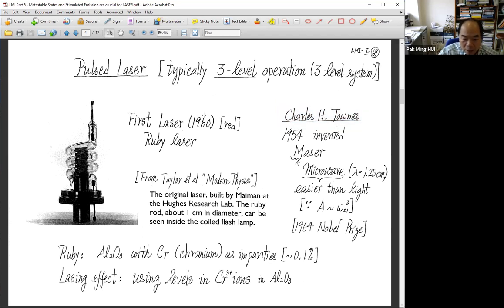So the first one that is in red visible range is this ruby laser. And ruby does not play the role for lasing. Ruby is this kind of a sand stuff, alumina, okay? But it's not the important point. The important point is that less than 1%, 0.5% or so of chromium impurity. The active thing playing important role is the energy levels of chromium 3+ ion.